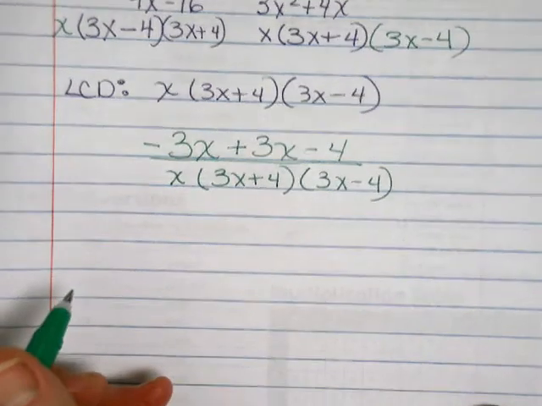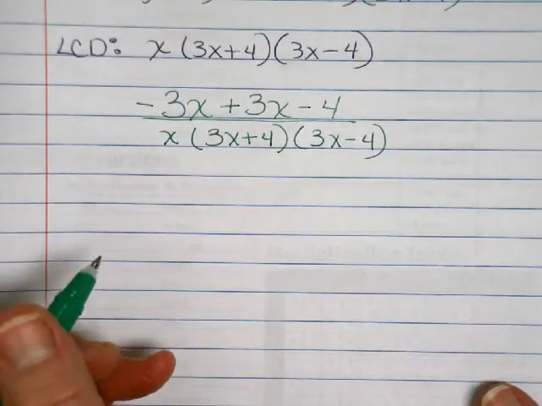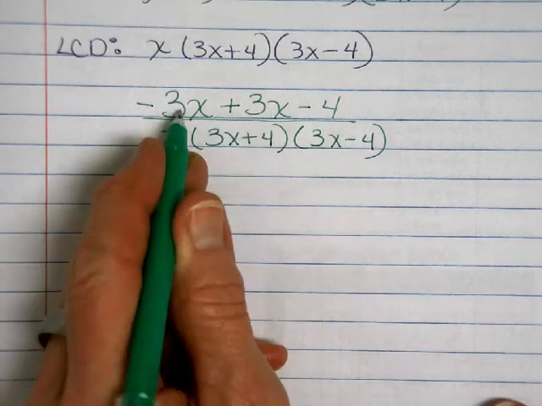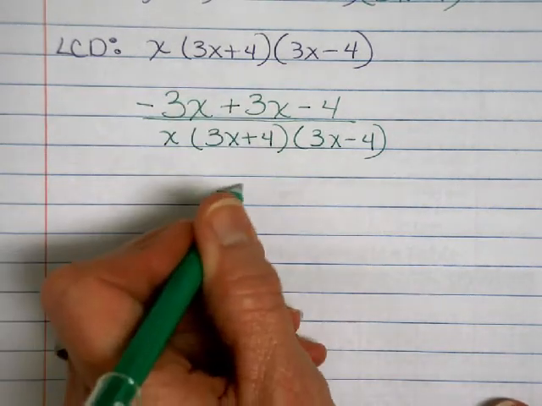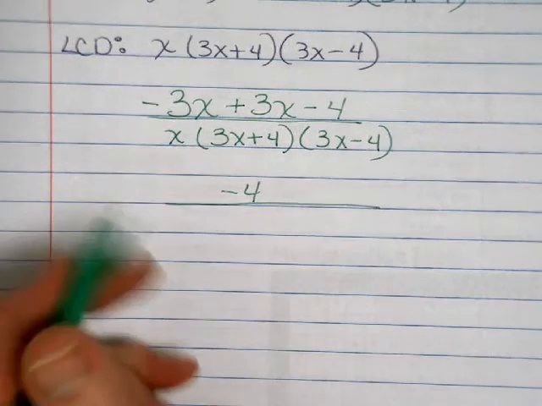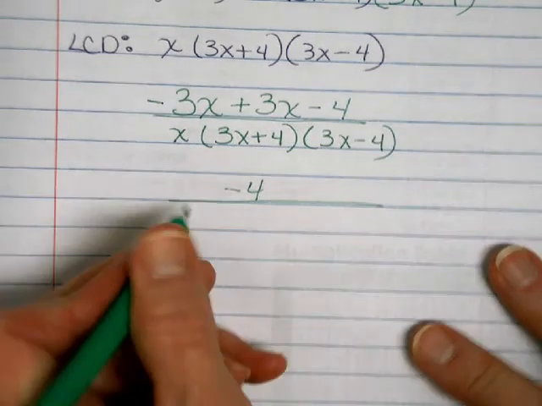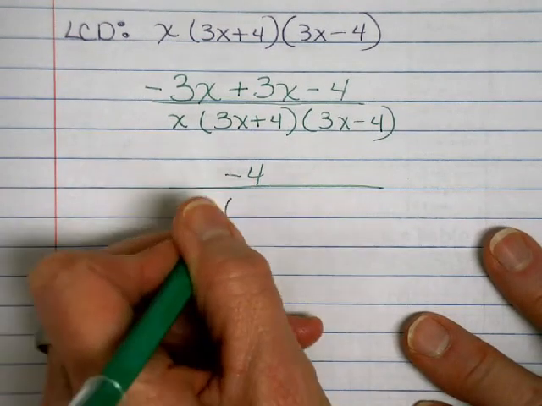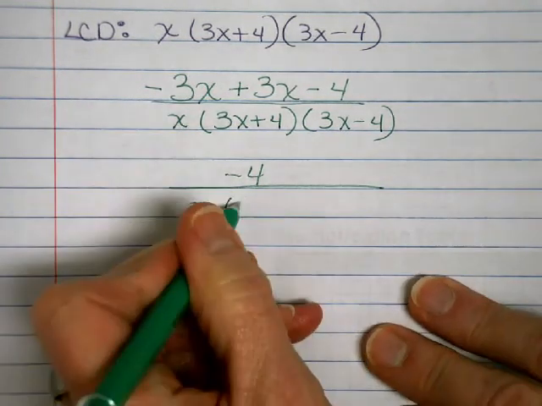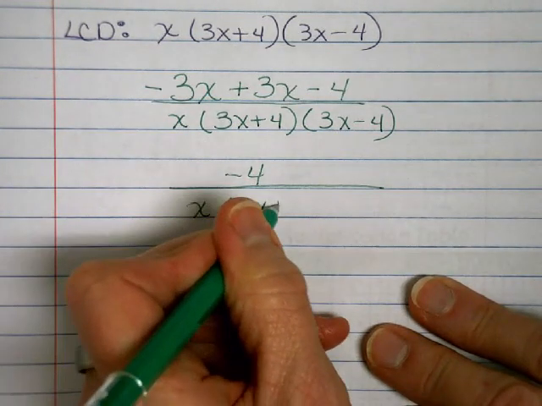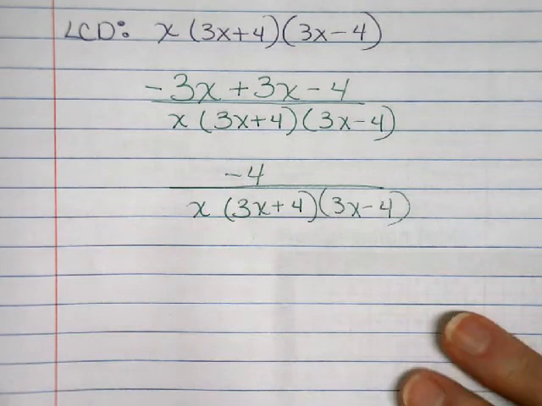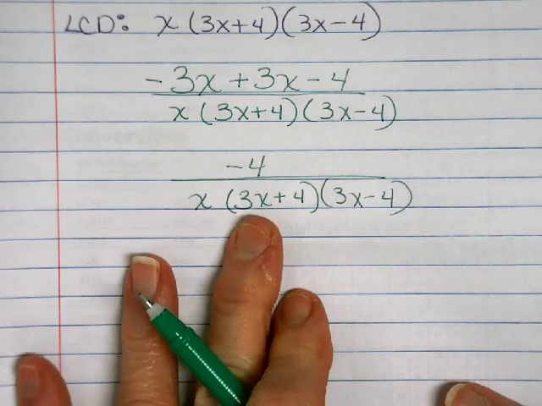All right, have fun. All right, here we go. I got my numerator. See what I did? I just took that times 1. Got my terms there. Got my x and my 3x plus 4 and my 3x minus 4. Okay, negative 3x plus 3x is 0, minus 4.